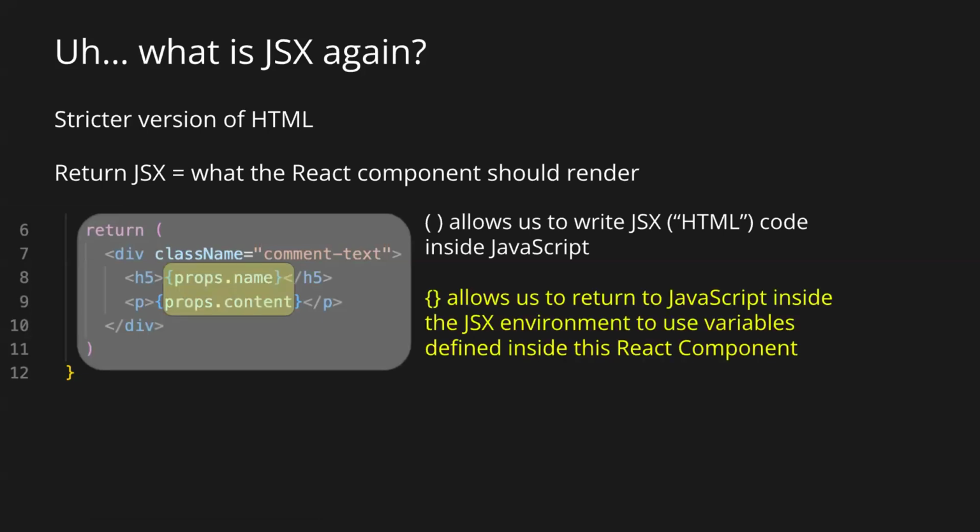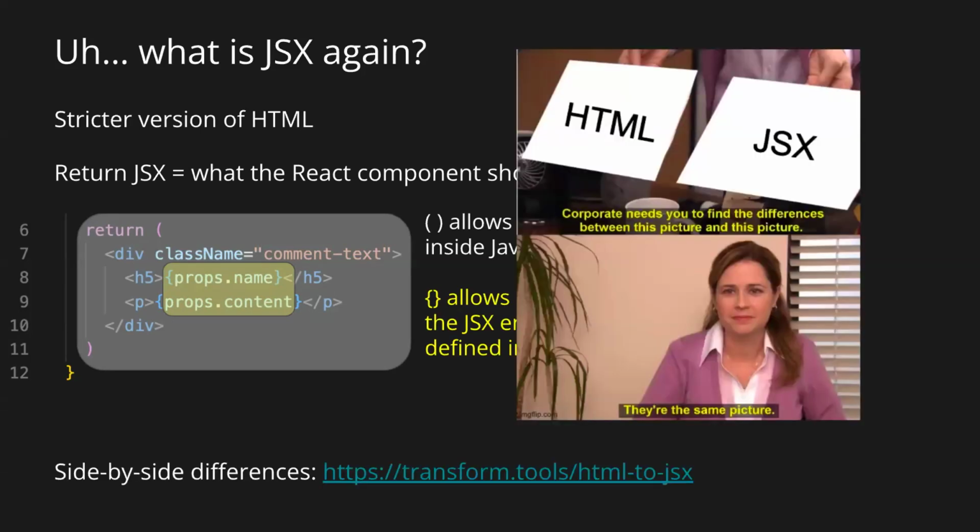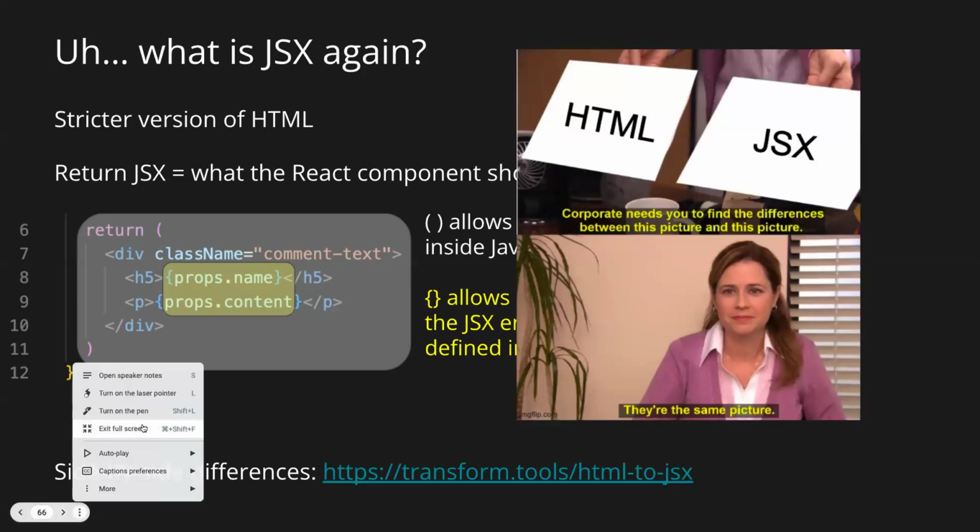And inside this JSX code, we can use these curly braces to return to JavaScript inside the JSX environment and use any variables that we defined in our component, like the props variable. And it can get really confusing to use JSX and HTML interchangeably, but for our purposes, they are essentially the same. And I just wanted to show a quick side-by-side difference between the two.